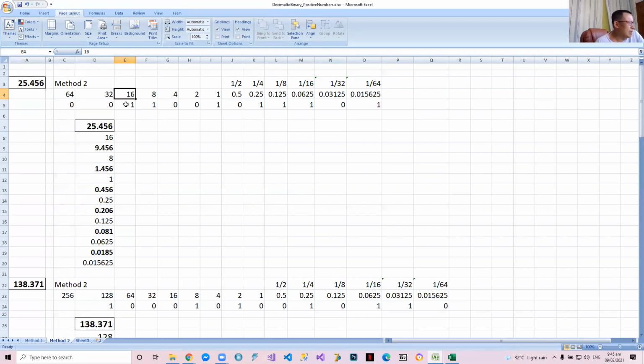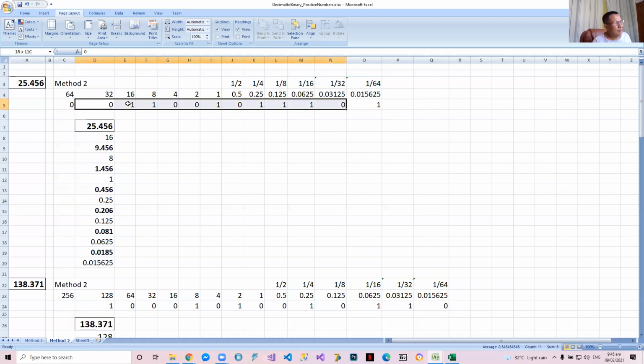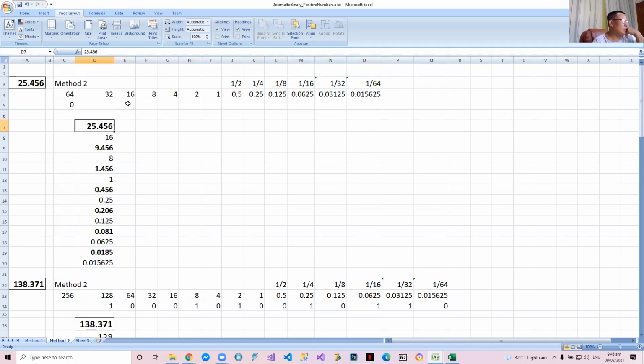25.456. What can we subtract? Let's erase this. What can we subtract from 25.456 so that the answer will be positive? We cannot subtract 64. We cannot subtract 32. Do you follow? Because they're bigger. So what do we subtract?